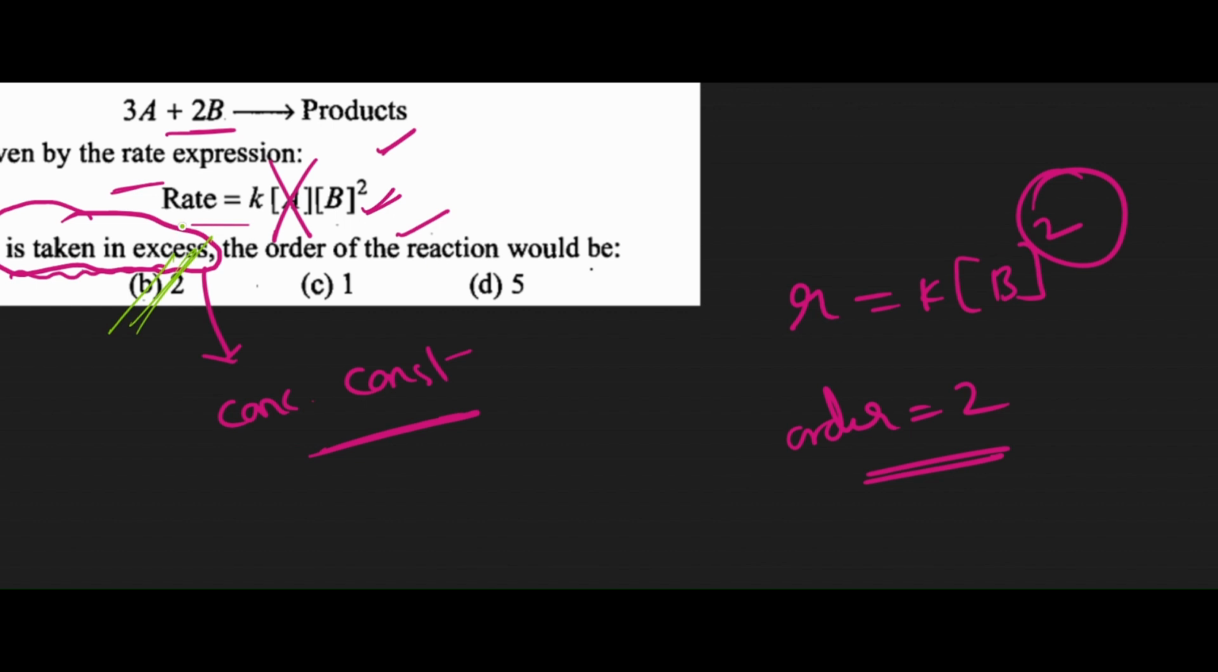Clear? Once again I'm repeating, whenever they have given the data that any one of the reactants is taken in excess, simply ignore that, neglect that, and consider the remaining reactant concentration with respect to its particular order. Clear? So whenever they have given that it is in excess, simply ignore that, and the remaining will be your order of the reaction as per the rate law. Clear?